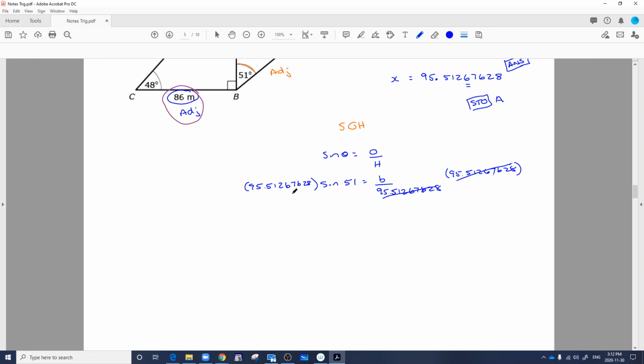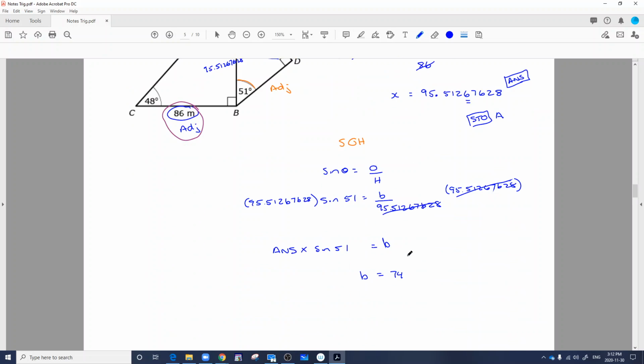And you'll notice that your calculator will automatically write the letters A and S. It means it's taking the answer from your previous calculation and multiplying it by whatever you want. So now I'm going to put times the sine of 51, and I get b is equal to answer times the sine of 51, and I get 74. Now this is a final answer, so I'm allowed to round. So to the nearest tenth, 74.2. Did they give me units? Yes, meters. So side b is 74.2 meters.